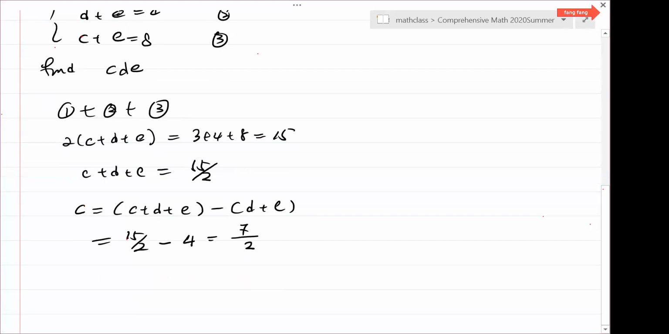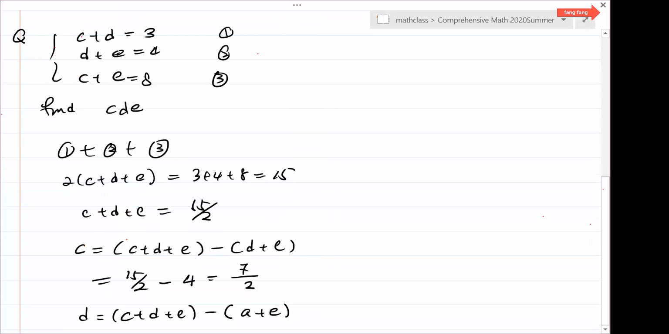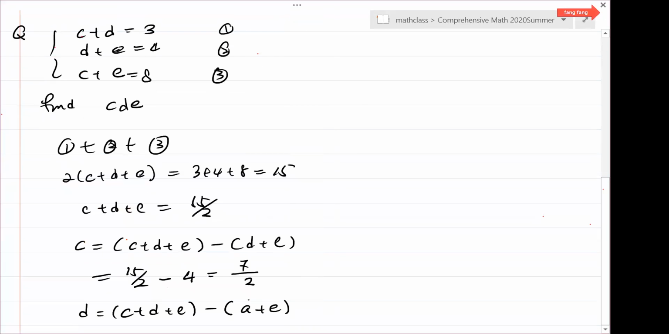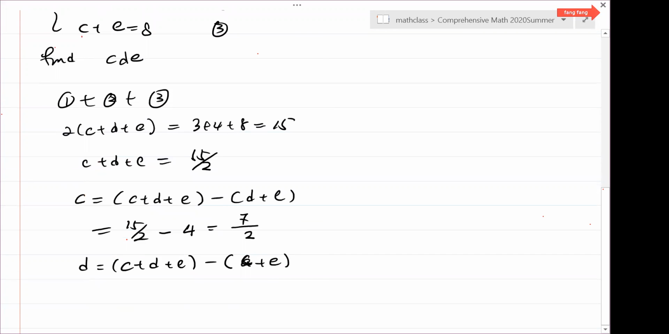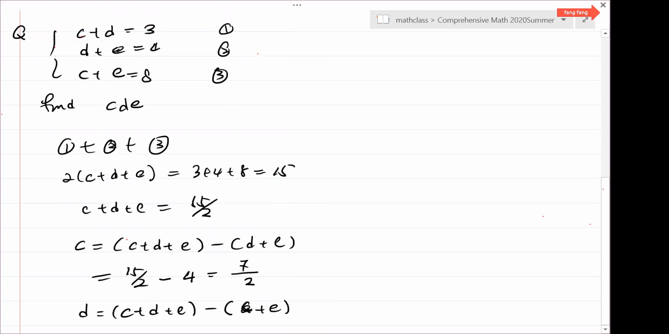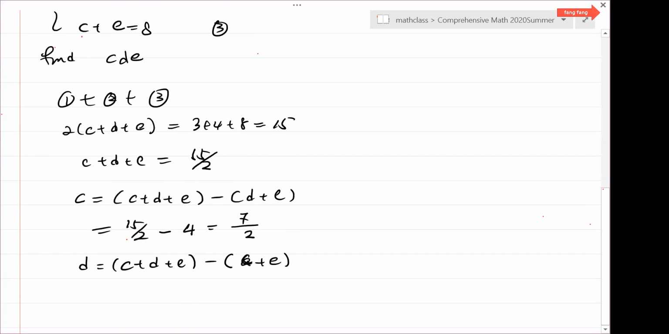Okay, then how to find D? D is C plus D plus E minus C plus E. We already know C plus E, let's double check. C plus E is 8, yeah, C plus E is 8. So it's going to be 15 over 2 minus 8, and that is negative 1/2, okay?